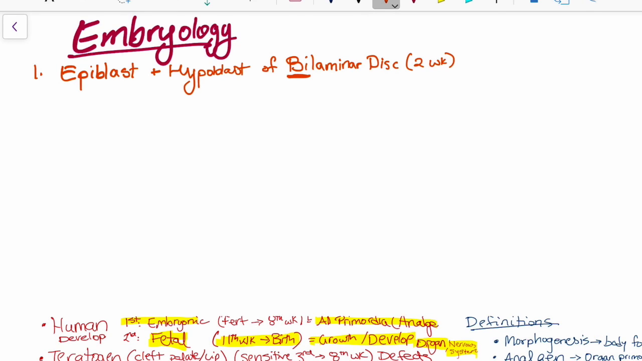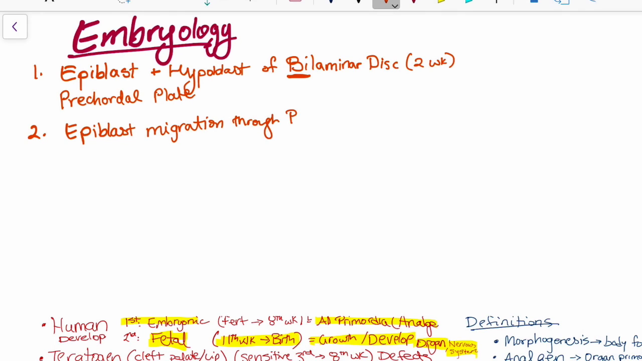What are the major functions of the prechordal plate? The second objective is the relationship between migration or invagination of the epiblast cells through the primitive streak during gastrulation. So that is your migration of the epiblast through the primitive streak. It runs from your anus up, basically, during gastrulation, and establishing the 3 germ layers.